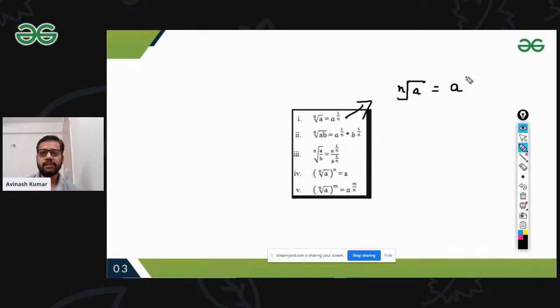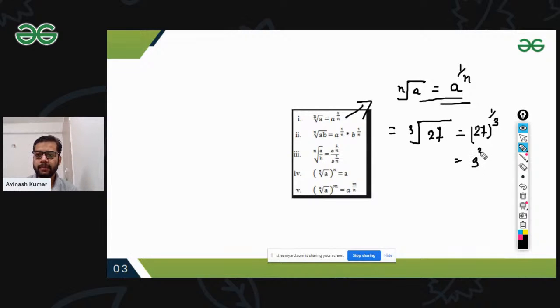Okay, so we can also write this as 1 by n. Once it's written like this, it's a to the power 1 upon n. If a to the power 1 upon n is written, then you can also write this in the root form. If I take an example, suppose it's written 27 and here it's written 3, so it can be written as 27 to the power 1 upon 3, or it can also be written as 3 to the power 3 into 1 upon 3. So the answer will be 3 to the power 3 into 1 upon 3. This will give you the answer finally 3.